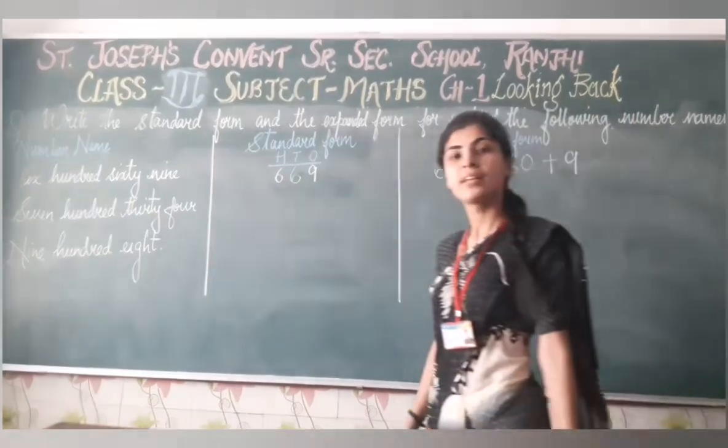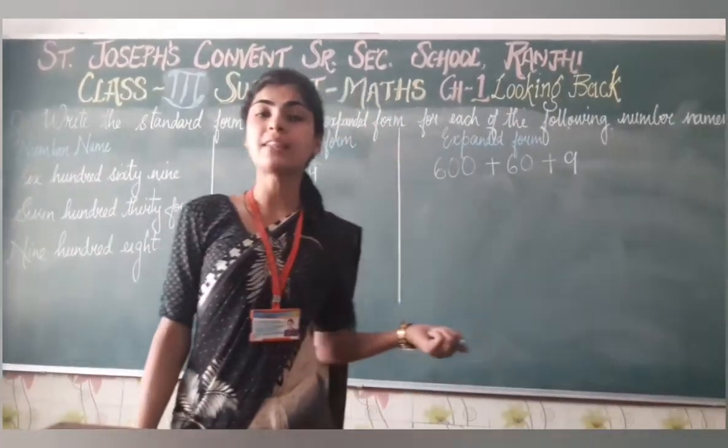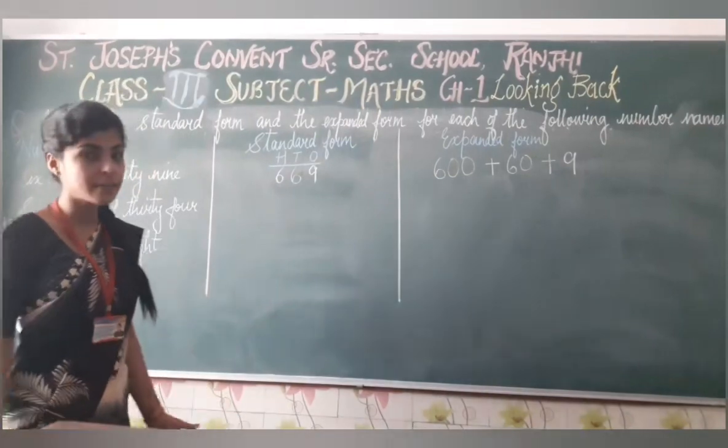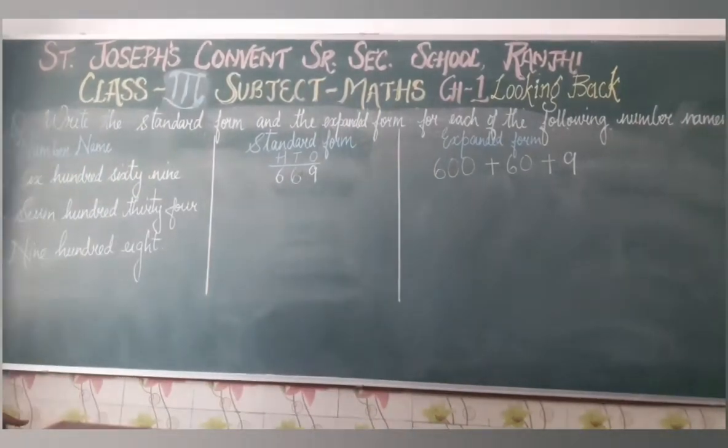over here. Clear, children? This is how we have done the expanded form and the standard form when the word form of the number was given to us. Okay, so let's do the second one.